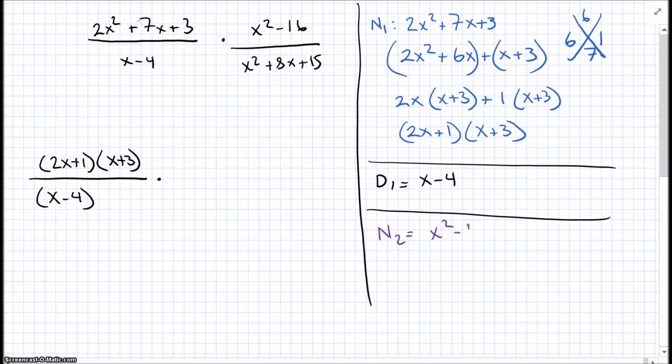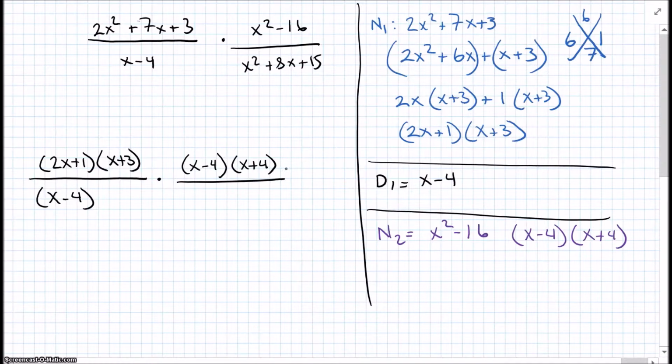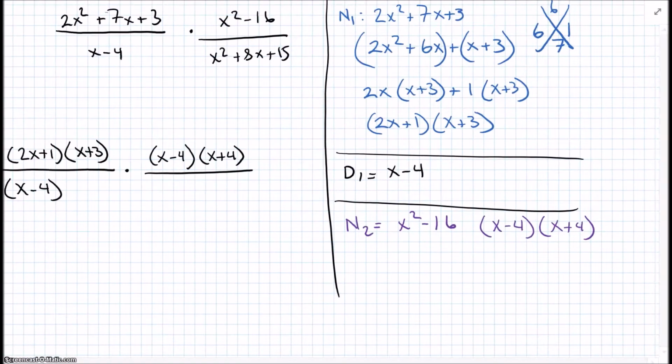x squared minus 16. Does that look like a difference of squares? Sure does. So that's x minus 4, x plus 4. So let's write that over here. x minus 4 times x plus 4.